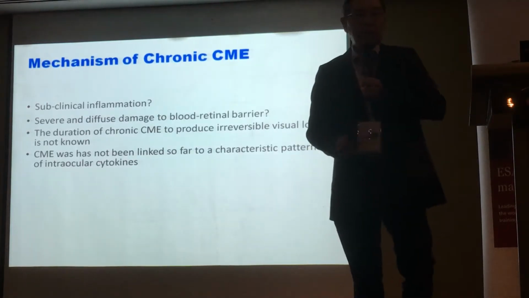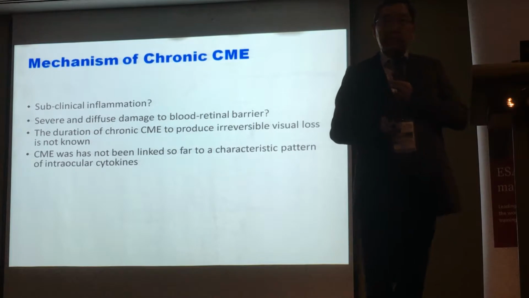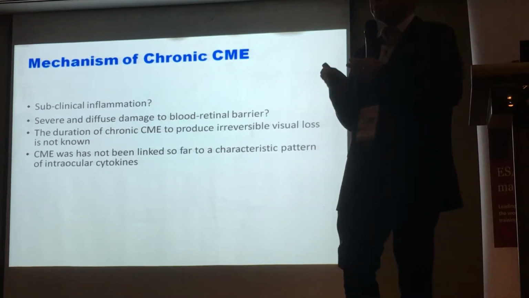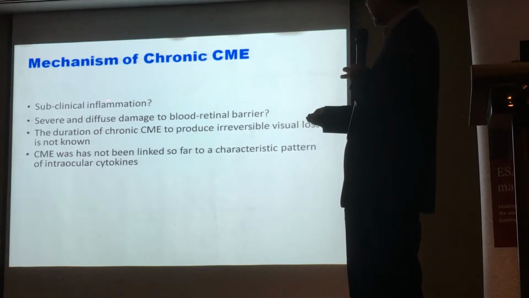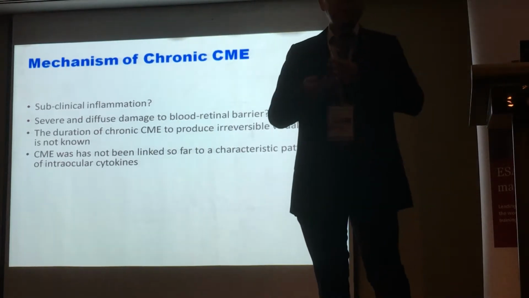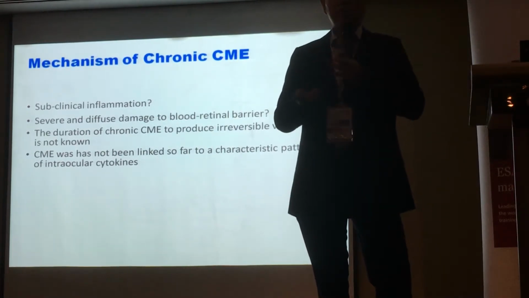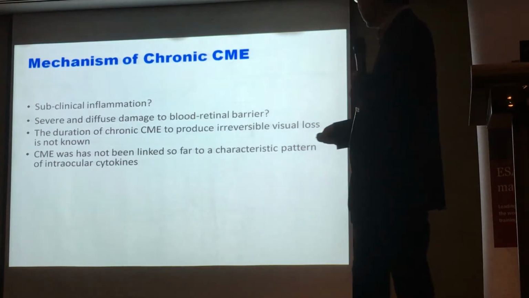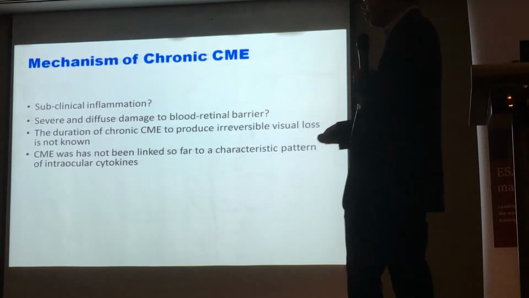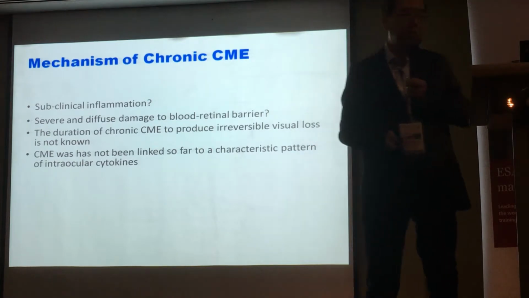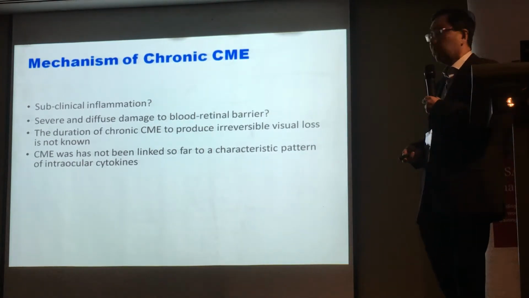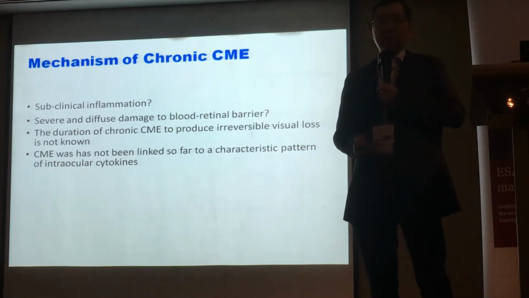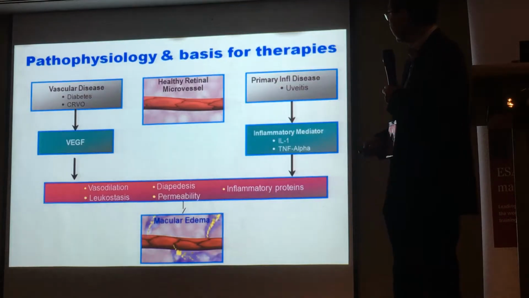In chronic CME, the mechanism may be slightly different. So in acute CME, most times it's coming from the retinal capillaries, sometimes from RPE dysfunction. And then in chronic CME, this rumbling inflammation causes all kinds of problems. Severe diffuse damage, so it doesn't repair at all, so it doesn't really have a chance to recover. And then, of course, you end up with a lot of permanent damage, which is bad for vision.